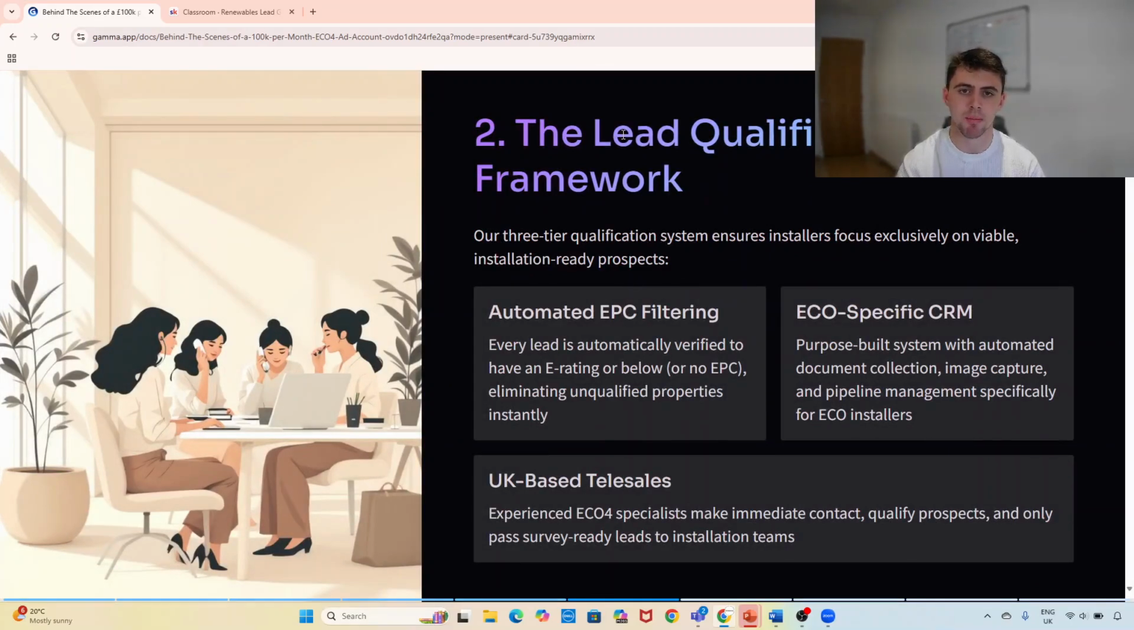The second part, and in my opinion the most important for the ECO4 installers we work with, is the lead qualification process. A lot of installers, including this one that we work with, run into the common issue when they run ads that they get tons and tons of leads, but they end up spending hours checking EPC ratings, chasing up boiler pictures for leads that might not even qualify. So we've got what we call a 3-step process for ensuring that our installers focus just on the viable leads.